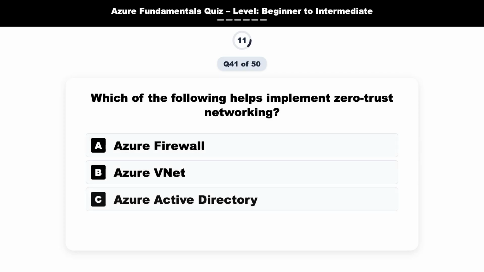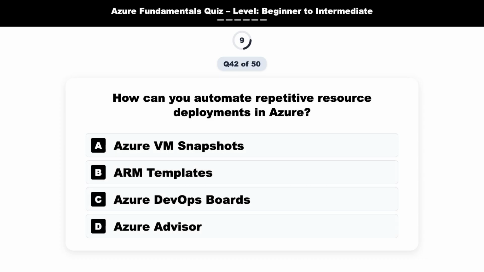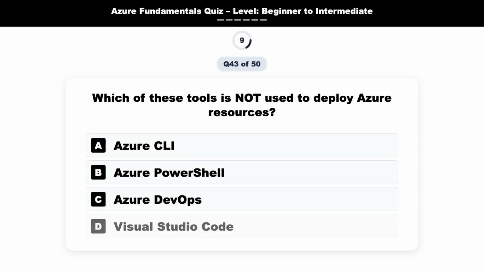Question 41. Which of the following helps implement zero trust networking? Question 42. How can you automate repetitive resource deployments in Azure? Question 43. Which of these tools is not used to deploy Azure resources?